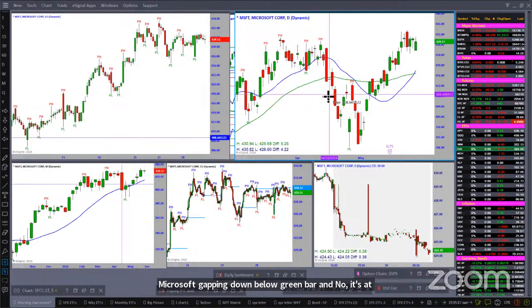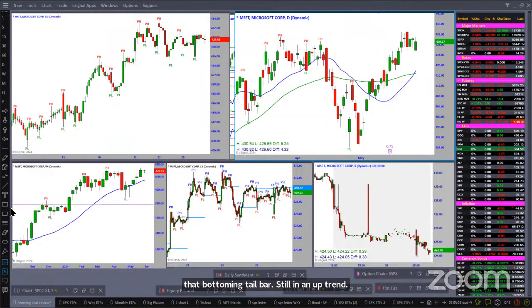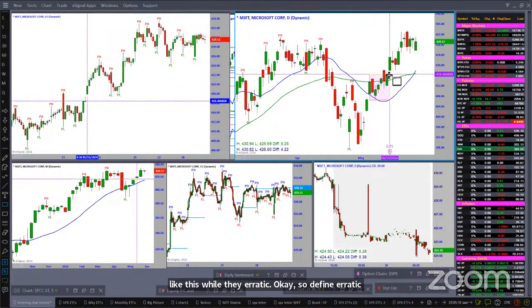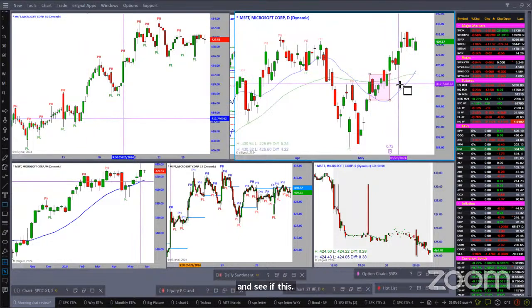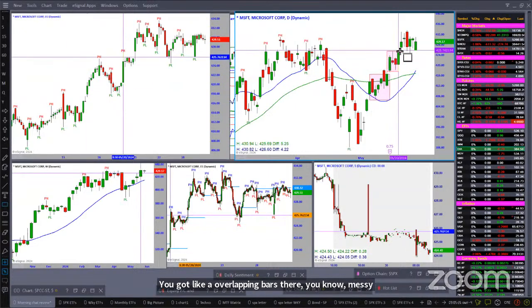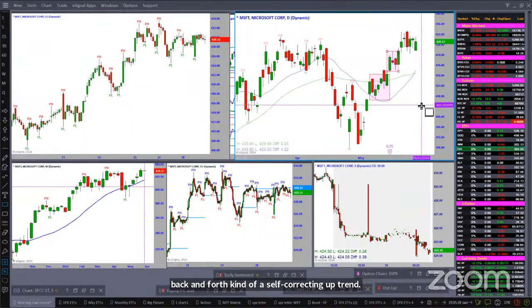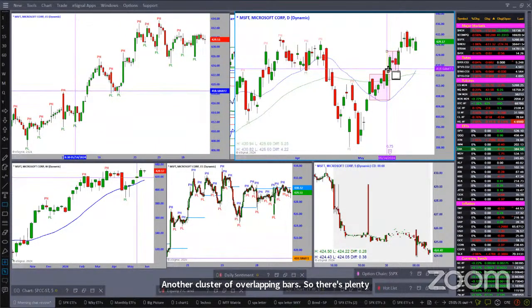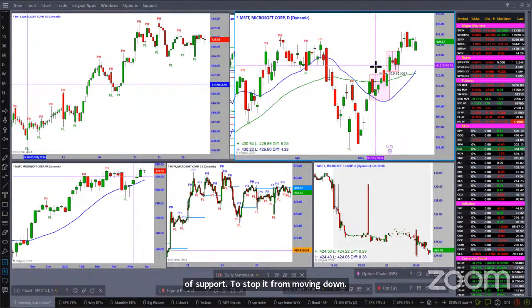The good thing about patterns like this, well, they're erratic. Okay, so define erratic. Let me see if this looks like it. You've got overlapping bars there, messy back and forth, kind of a self-correcting uptrend. Another cluster of overlapping bars. So there's plenty of support to stop it from moving down. So the idea of the void is not there.